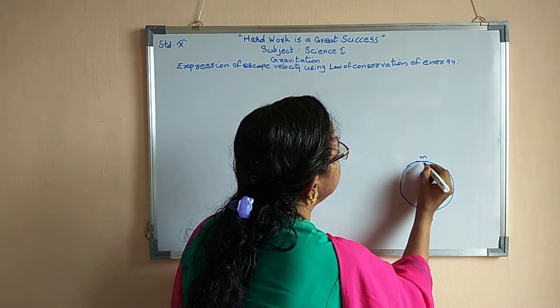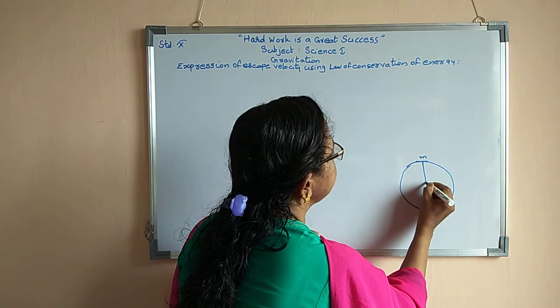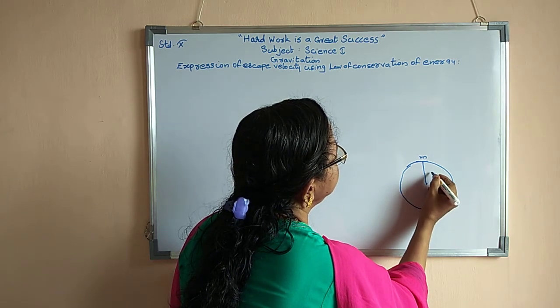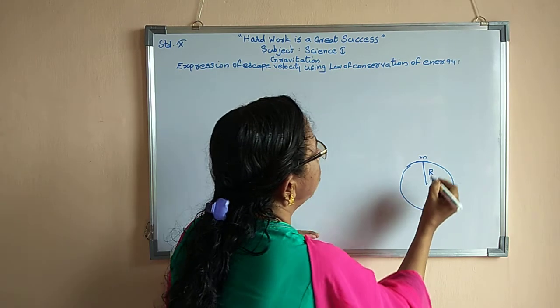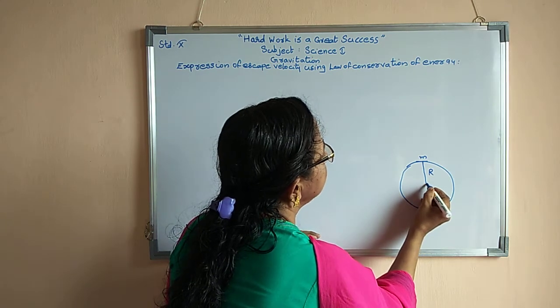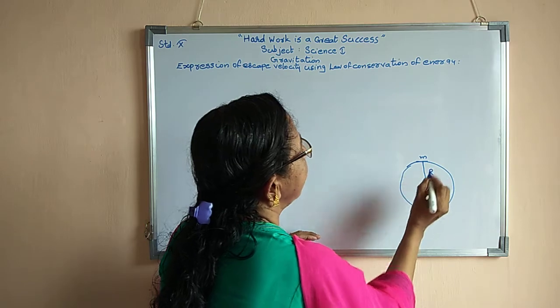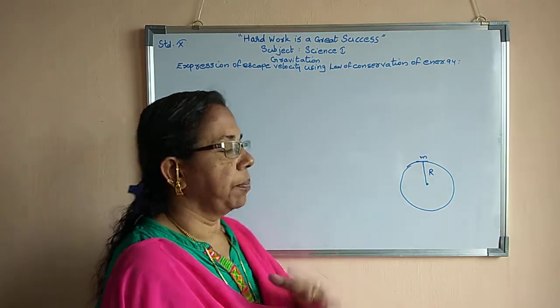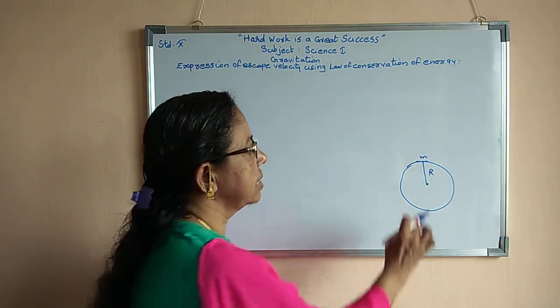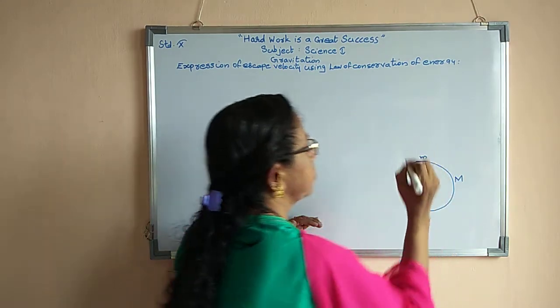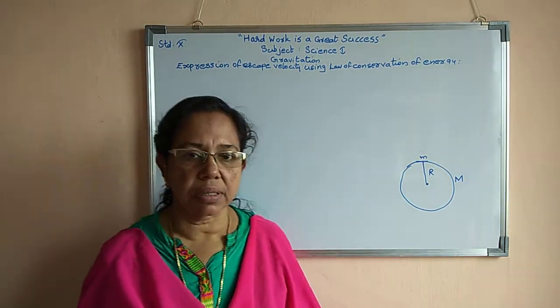Here I am keeping an object with mass small m. From the center towards the surface, the radius of the earth, or we can say how much distance there is from the center towards the surface, that we can write as capital R. That is the radius of the earth. Capital M is the mass of the earth.